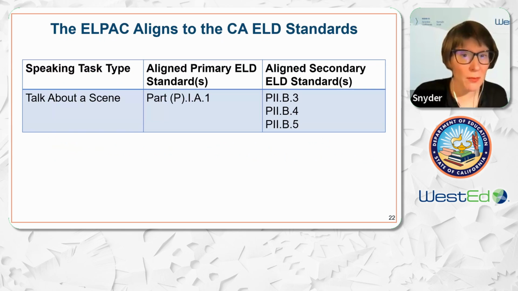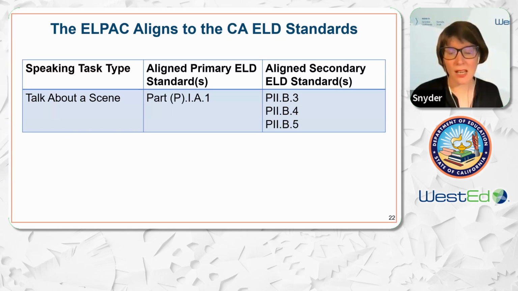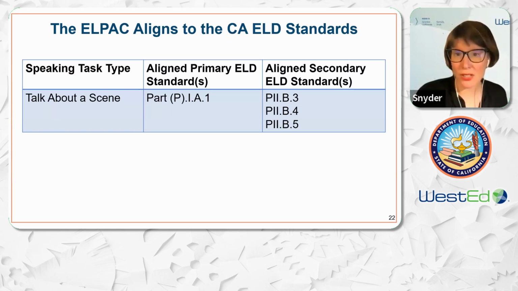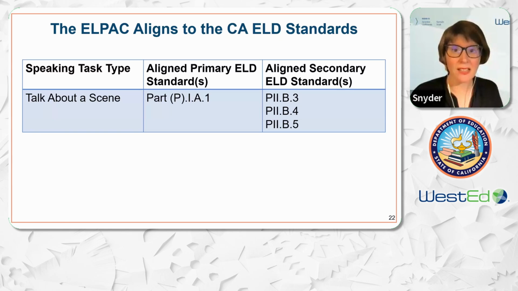And another reason why they matter is, per state law, the LPAC aligns with the ELD standards. And the LPAC blueprints make explicit the primary and secondary ELD standards aligned with each task type. And this slide presents an example from the blueprint for the speaking domain on the summative LPAC. So as noted in the first row, the blueprint identifies each task type, right? So it's aligned primary ELD standard or standards appears next. And then its aligned secondary ELD standard or standards.